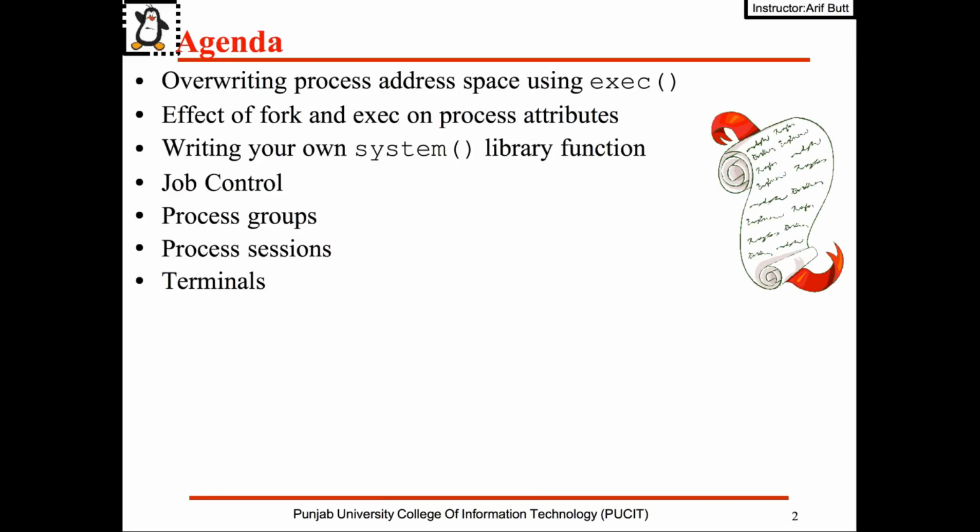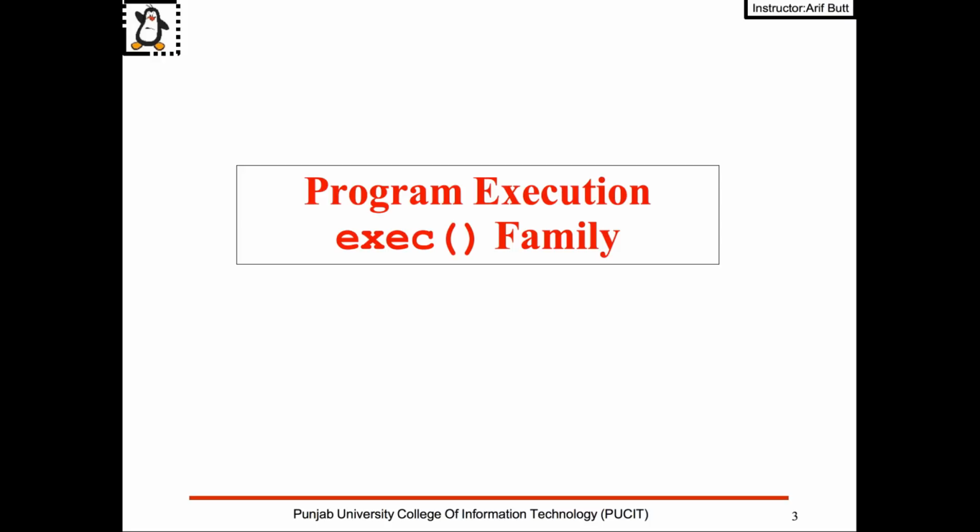The agenda of today's session is overwriting process address space using the exec family of calls, effect of fork and exec on process attributes, writing our own system library function, job control, process group, sessions, and terminals. Let us start with the exec family of functions.